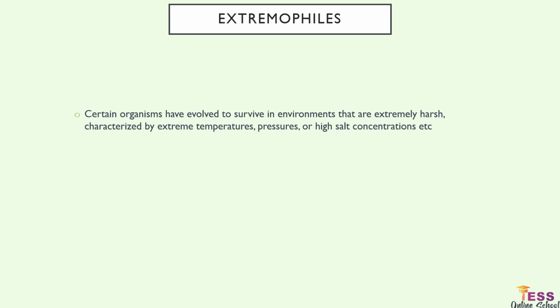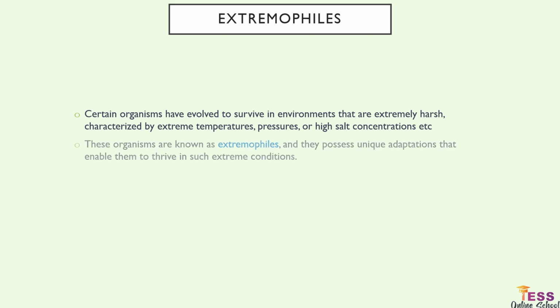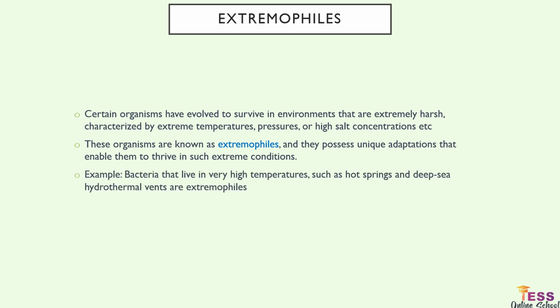Furthermore, you need to be aware of extremophiles. Certain organisms have evolved to survive in environments that are extremely harsh, characterized by extreme temperatures, pressures, or high salt concentrations, etc. These organisms are known as extremophiles, and they possess unique adaptations that enable them to thrive in such extreme conditions. An example of this could be bacteria that live in very high temperatures, such as hot springs and deep-sea hydrothermal vents, which are extremophiles.